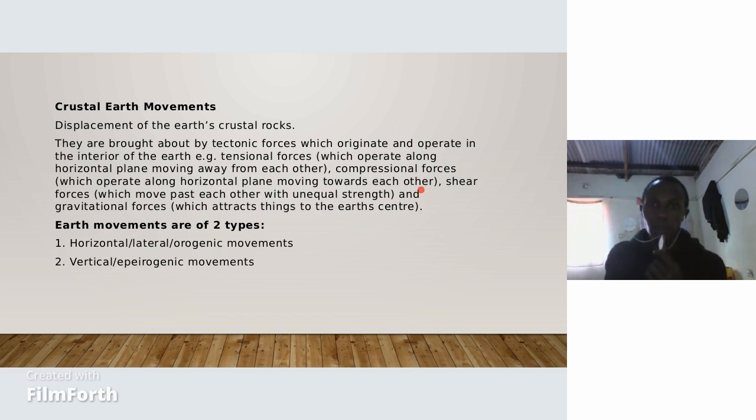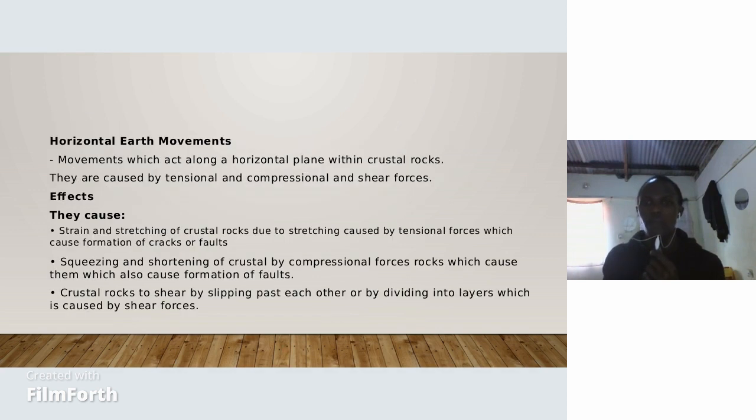We have two types of earth movement. Number one is horizontal, also called lateral or orogenic movement. And our second one is vertical or epeirogenic movement. Horizontal and vertical. Let's start by looking at horizontal earth movement.